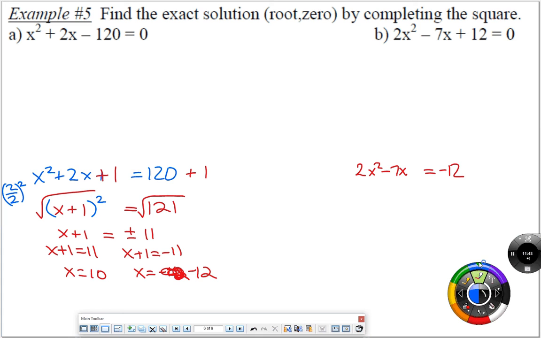Does our little completing the square trick work with any coefficient in front of x? No. So it doesn't even matter. I might not want to divide by 2 because it's going to make a really ugly number right here. But I can't use this process unless the coefficient here is 1.